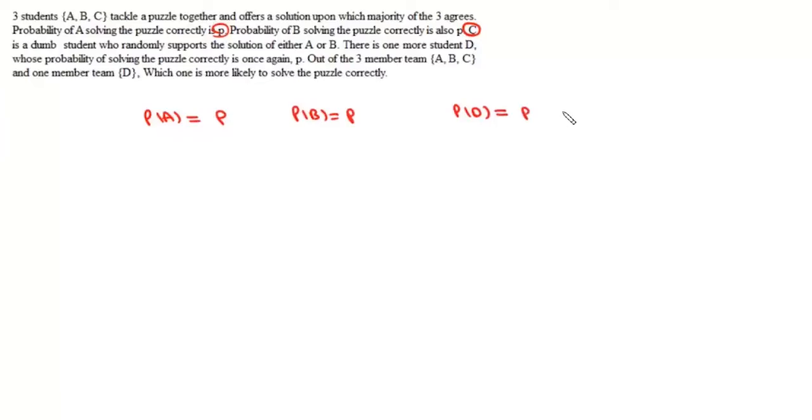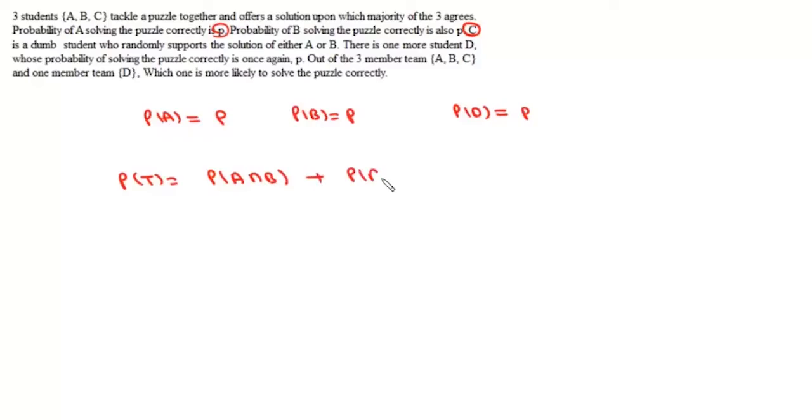Now out of 3 members team A, B, C and 1 member team D, which is more likely to solve the puzzle correctly? Now if we look at this team A, B and C, then probability of them getting the puzzle correctly will be this probability when A gets it correct, B gets it correct. In that case, C is going to support both of them.